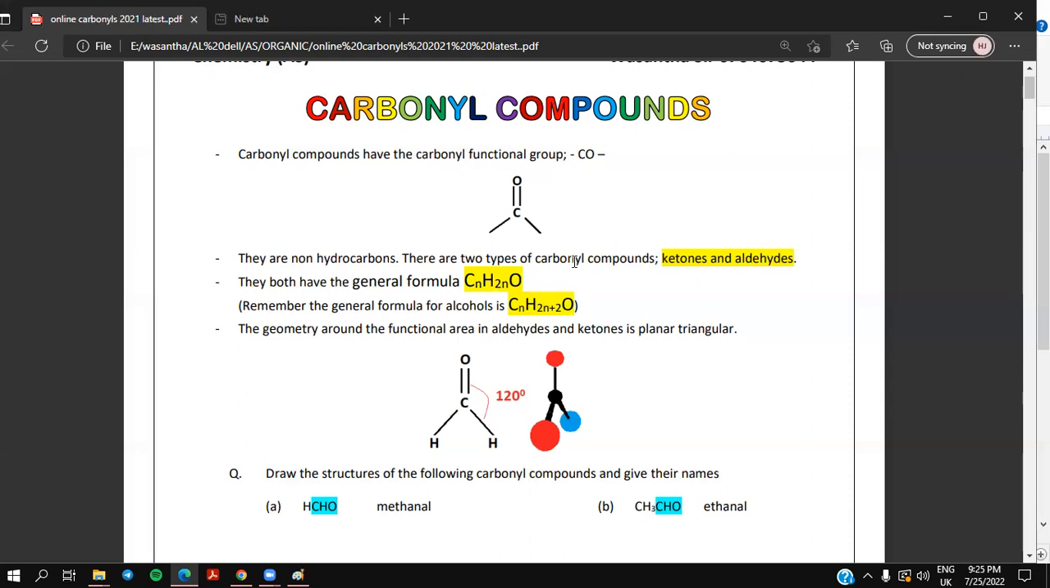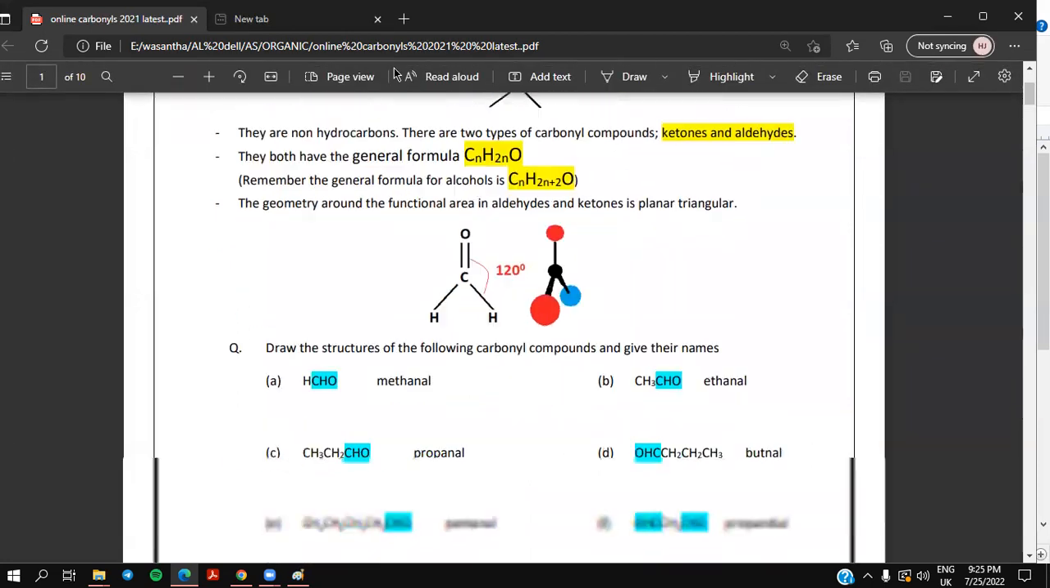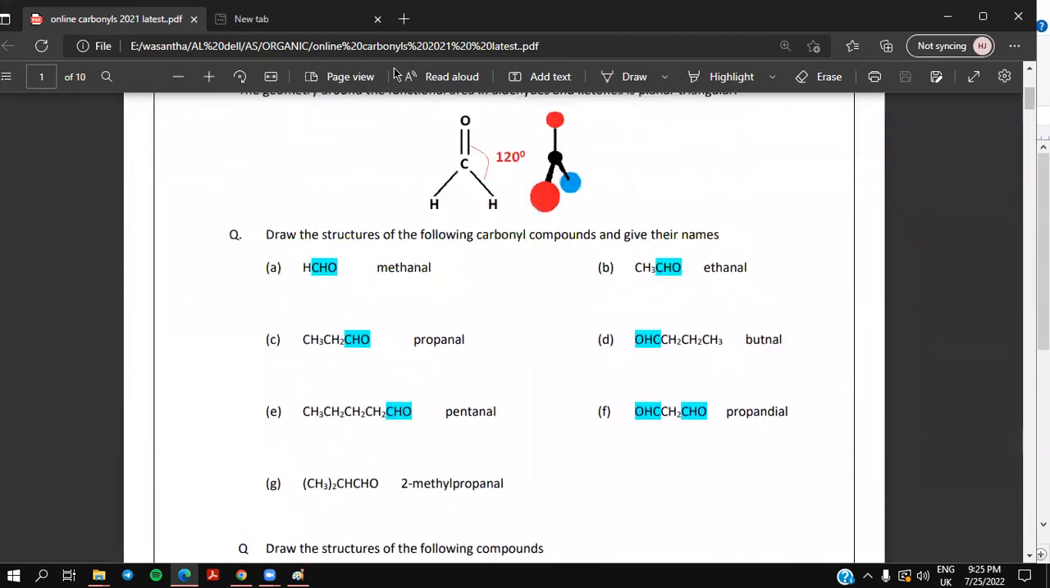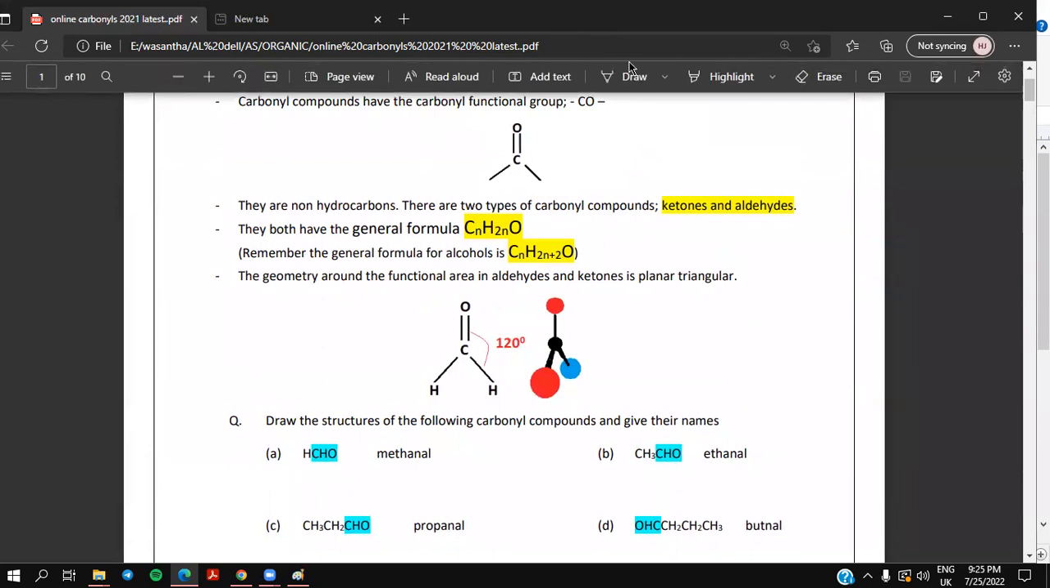Now, how many bonds are there around this middle carbon? How many bond groups are there? Around the carbon atom in the functional area, there are 3 electron groups. This is 1 electron group. This is 1 electron group. This is 1 electron group. Those are the only bonds.